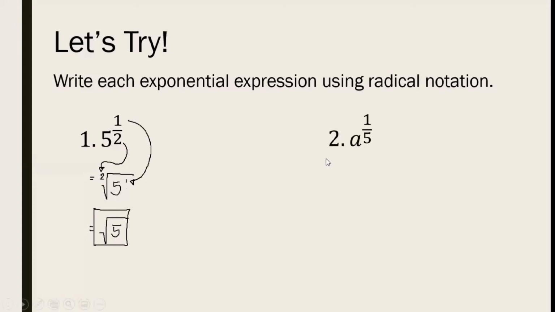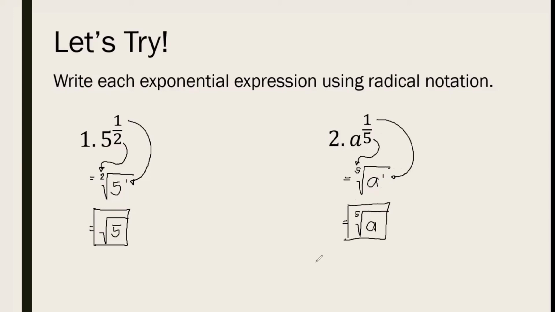Next example, a raised to 1 over 5. Again, you have to be familiar with the parts of the rational exponent. This example will result into the fifth root of a raised to 1. 1 is the exponent of the radicand, and 5 is the root of the radical expression. Again, in algebra, we seldom write 1 to indicate the exponent of a certain number or variable. So instead, we write the fifth root of a. And this is your final answer.